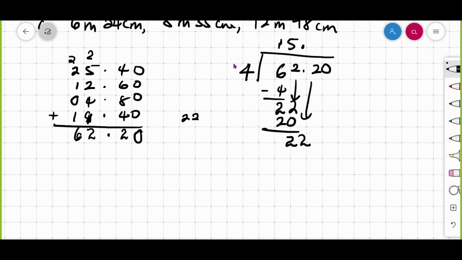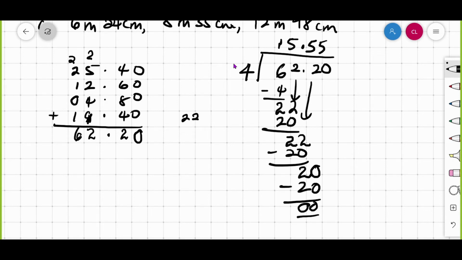5 times. Yes, it would go 5 times again, because 4 5s would make 20, which is what we had done before here. Subtract, you get 2 again. You bring down this 0 here, and now 4 into 20 would go how many times? 5 times. 5 fours, 20. We subtract and we're done.